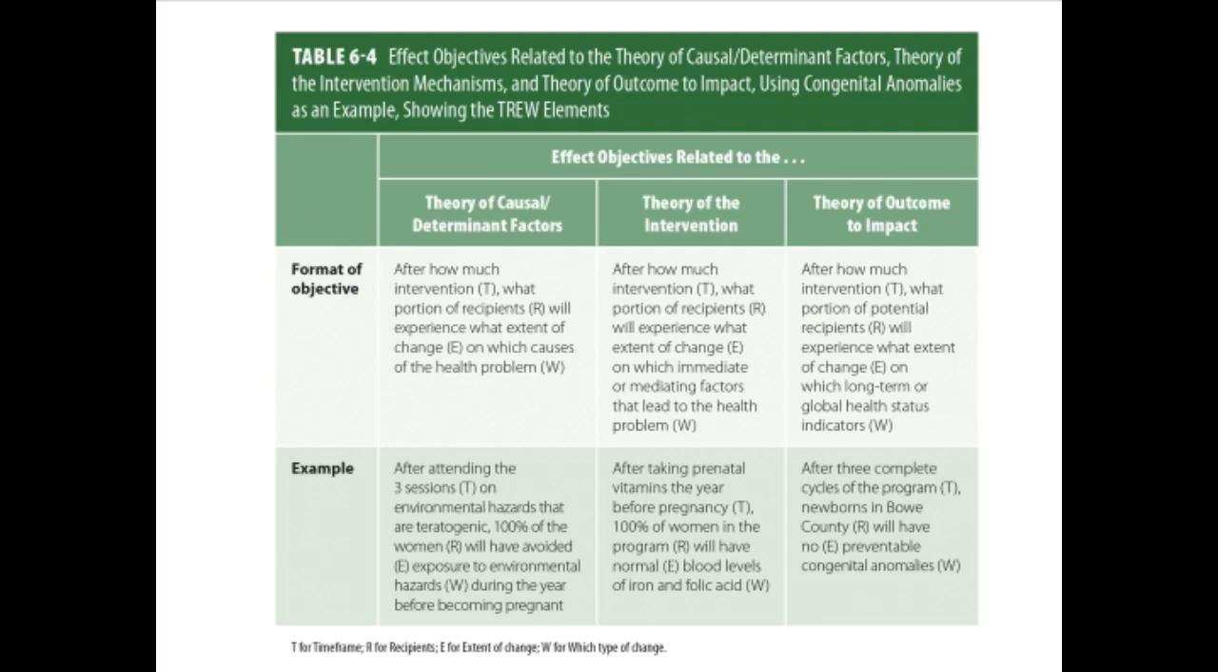Table 6-4 provides examples of intervention, outcome, and impact objectives for the goal of reducing birth defects. So you can see in the middle column, the theory of the intervention would be that after taking prenatal vitamins the year before pregnancy, 100% of women in the program will have normal blood levels of iron and folic acid.